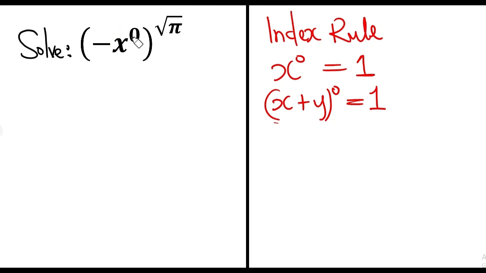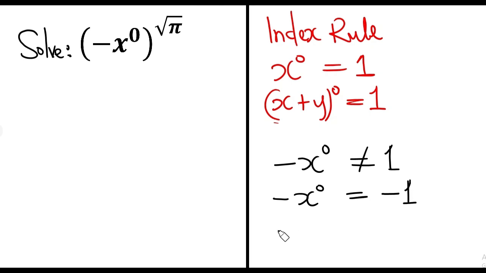This is where quite a number of people make mistakes, from my experience, because a lot of people will think that minus x to the power of 0 is equal to 1. This is not correct. That is what the majority of people actually do. This is not equal to 1. Actually, minus x to the power of 0 equals minus 1.